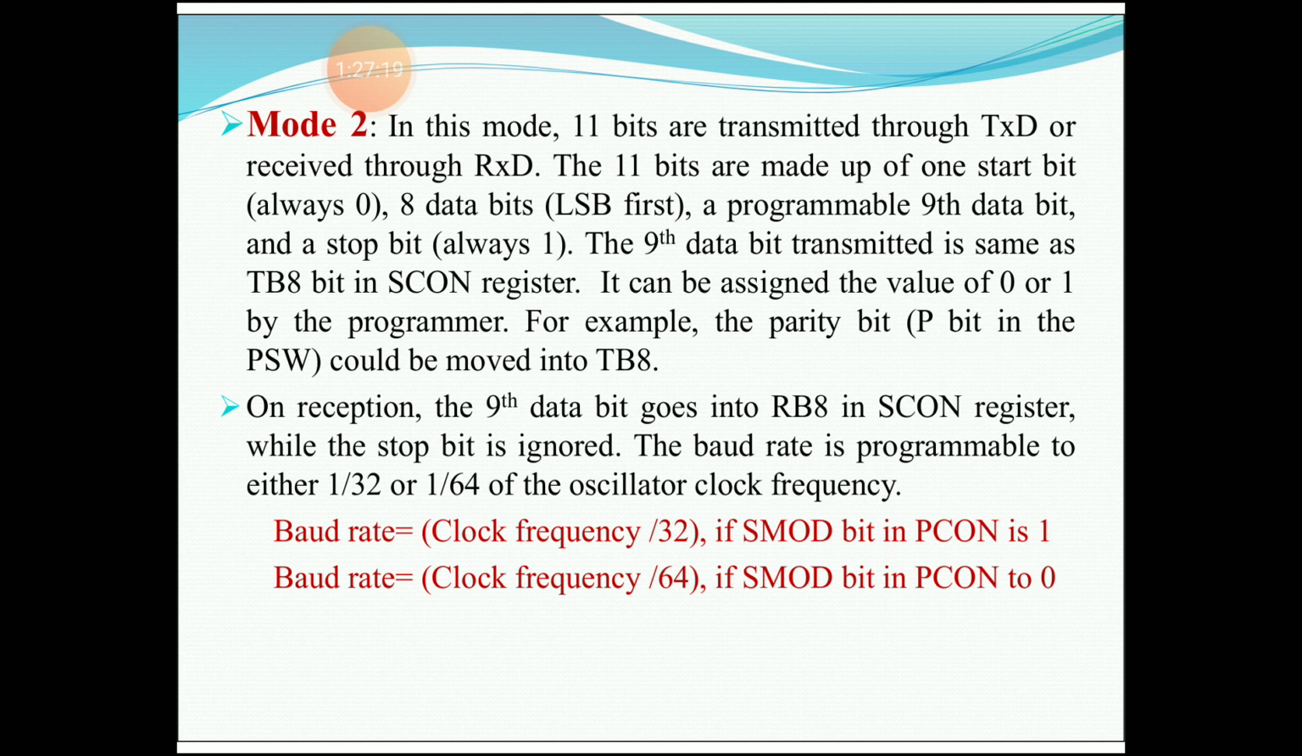On reception, the 9th data bit goes into the RB8 bit in the SCON register, while the stop bit is ignored. In this mode 2 operation, the baud rate is programmable to either 1 by 32 or 1 by 64 of the oscillator clock frequency. Here it is a fixed baud rate. Baud rate equals clock frequency by 32 is valid only if the SMOD bit equals 1 in the PCON register, and baud rate equals clock frequency by 64 if the SMOD bit equals 0 in the PCON register.